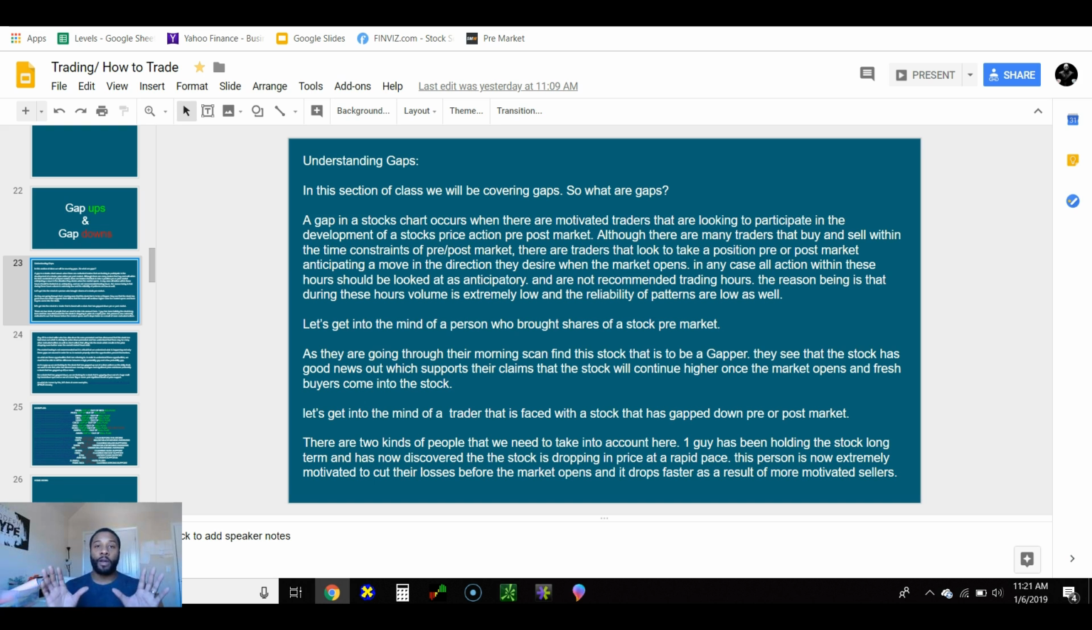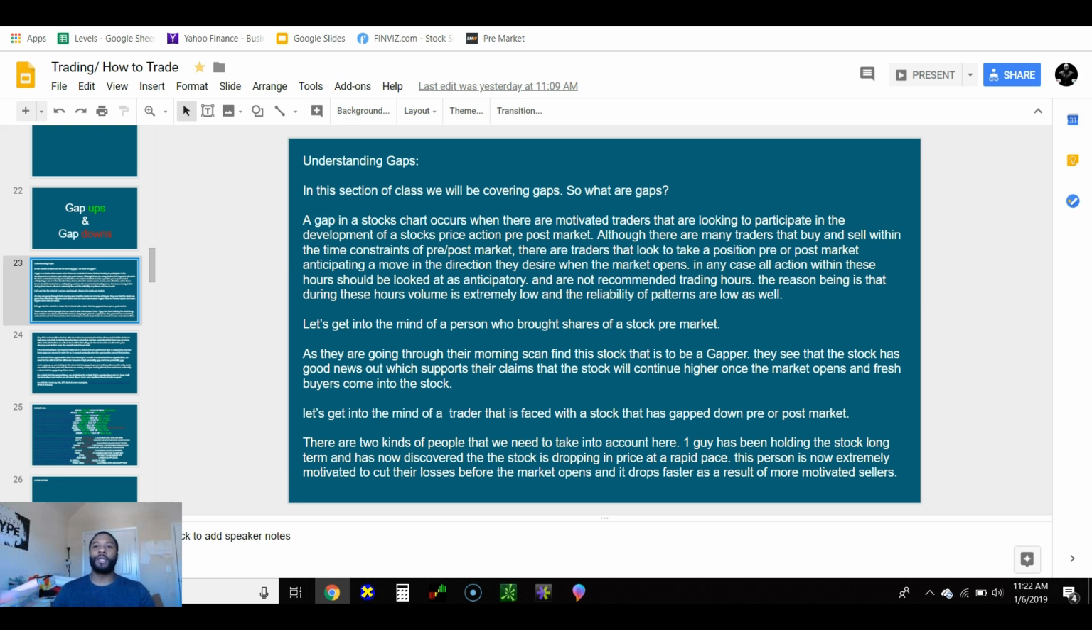Now, if that was a little bit difficult to understand, just rewind it, listen to it again, or pause it and try to read it for yourself. Let's get into the mind of a trader that is faced with a stock that has gapped down pre or post market. Say you're in a stock and you follow the Warren Buffett rule: invest in a company that you would invest in, you don't care if it goes up or down, or one that you want to hold for 10, 20 years.